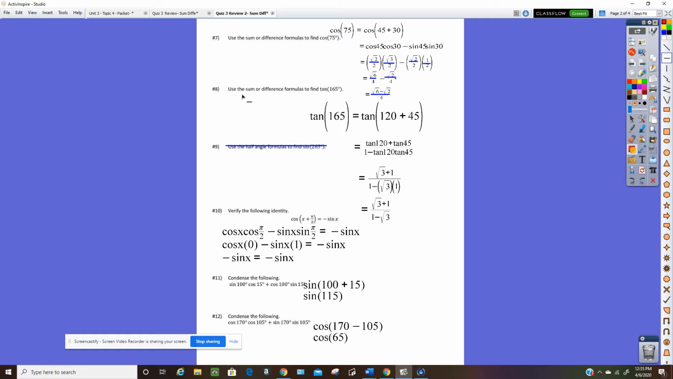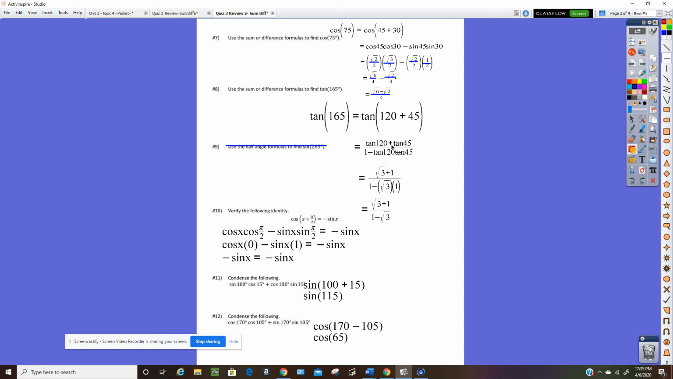And then number 8, use the sum or difference to find the tangent of 165. So 165 is 120 plus 45. The angles you're trying to find here for the sum or difference are the ones on the unit circle, the special reference angles that you want to use from the unit circle. So 120 plus 45.